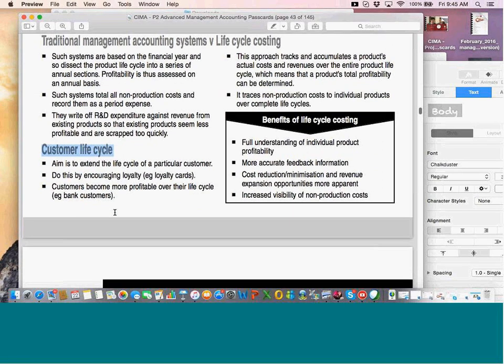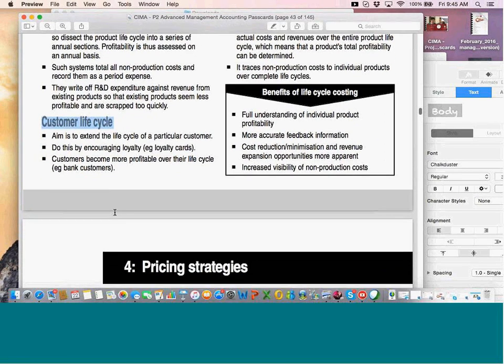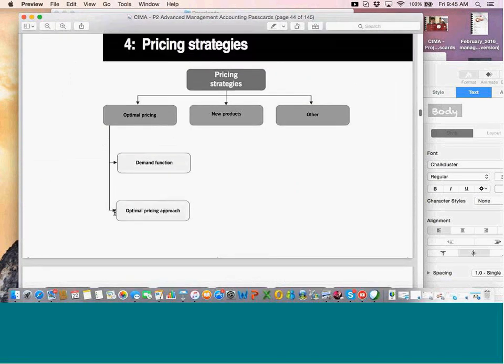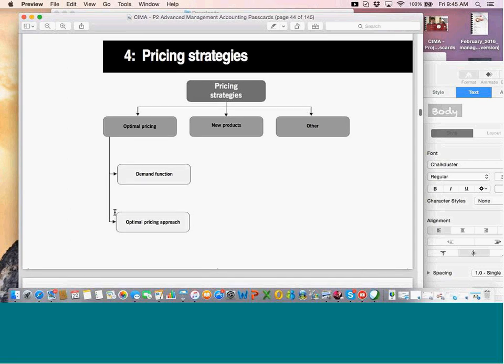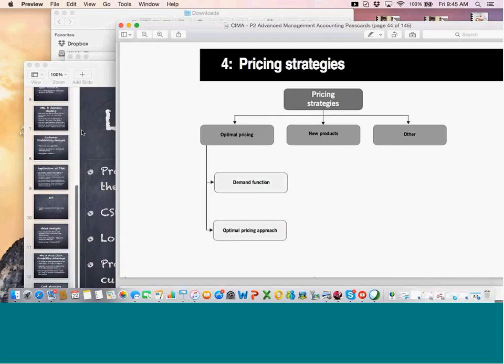We spoke about the customer life cycle. We also spoke about pricing strategies. That's one of the other areas. Anything here that you come up with? Price strategy. Go on. Then no, you start.